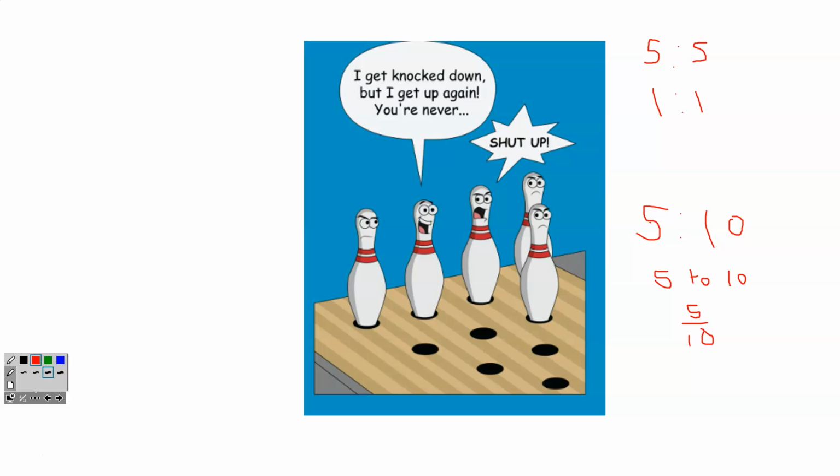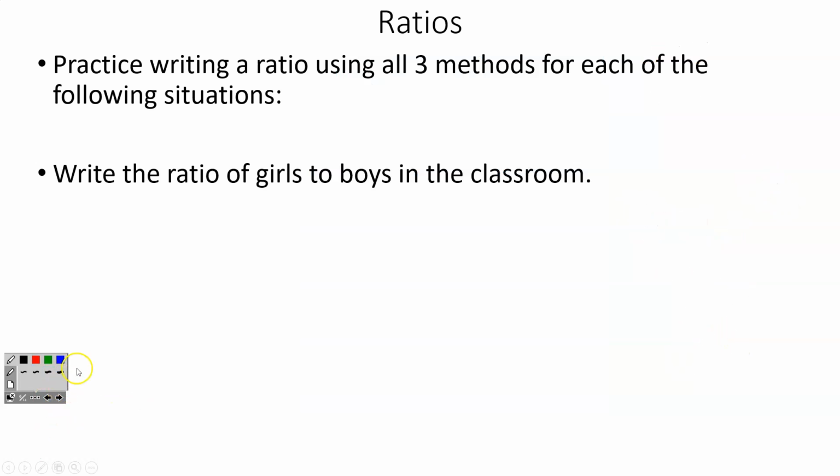So you just really got to make sure that you're paying attention to what the question is asking, because that will tell you how to set it up or what numbers to use. So we're going to practice writing ratios using the ratio of boys to girls or girls to boys in the classroom. So we're going to say that there are 16 girls and 15 boys. So you could say 16 colon 15, 16 to 15, or 16 over 15. Any of those would be okay to use.